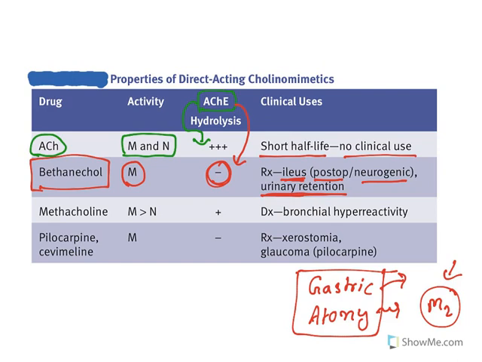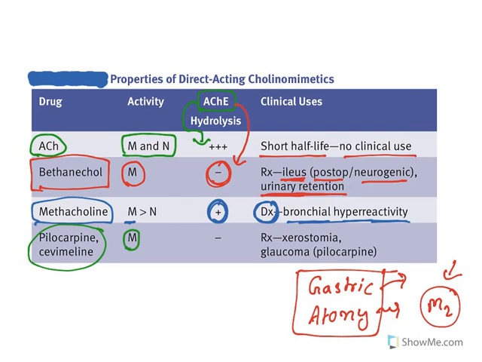Now another drug is methacholine, which has both receptor activities but prominently muscarinic activity, but understand it also gets metabolized by acetylcholine esterase. It is used for diagnosis. DX indicates diagnosis, RX indicates treatment. It is used to diagnose bronchial hyperreactivity. Now another two alkaloids, pilocarpine and cevimeline, have only muscarinic activity. They are used to treat xerostomia. Xerostomia means dryness of mouth. You know, xero means without water. Xerophytes means desert plants, like that. And they are also used to treat glaucoma, like pilocarpine is used to treat glaucoma. So these are all the clinical uses of direct acting cholinomimetics.